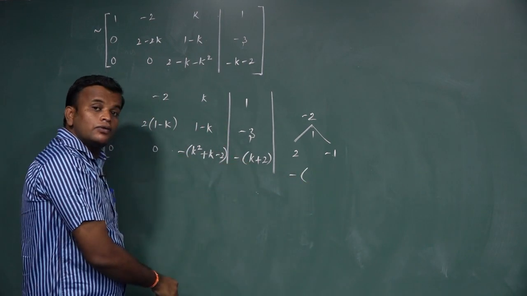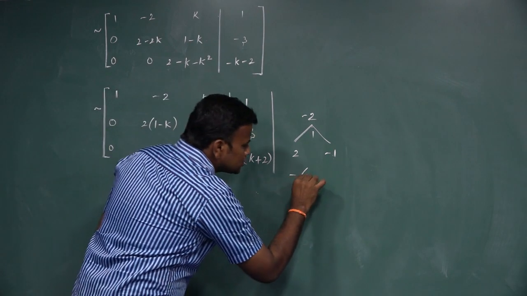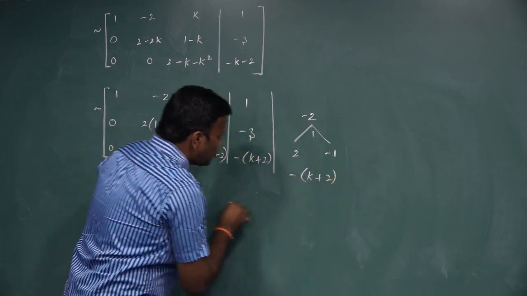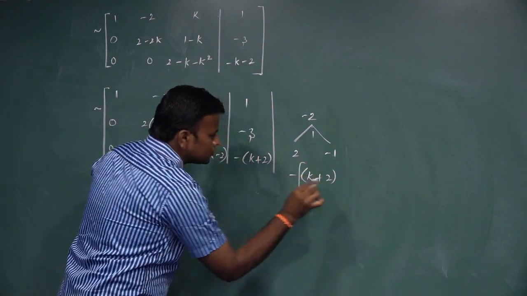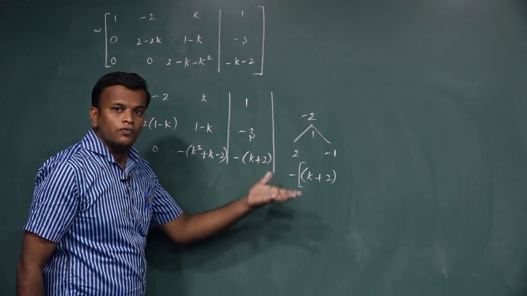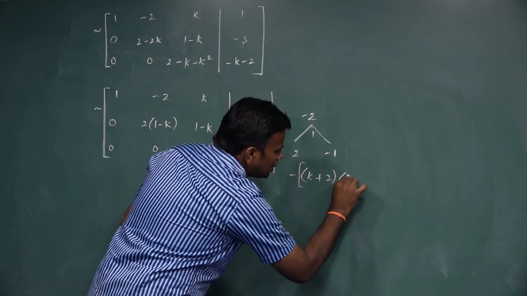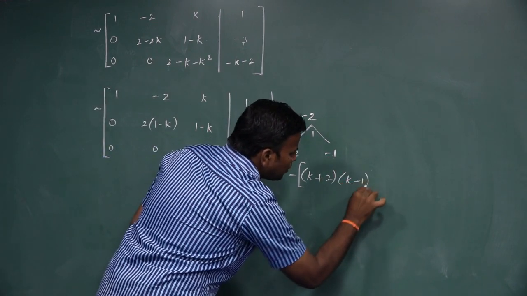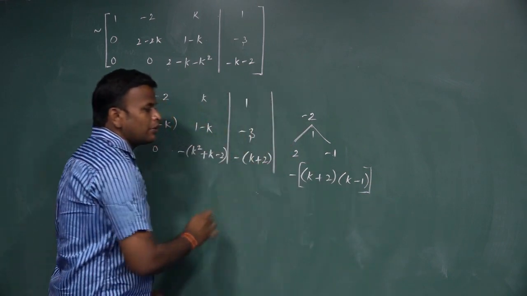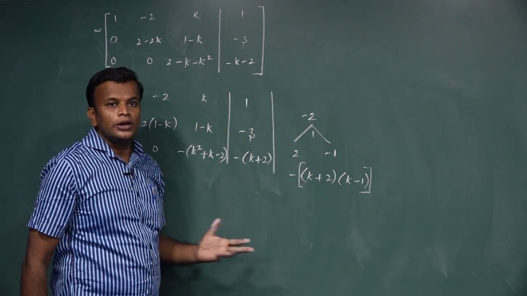How to write that factor? The quadratic polynomial starts from k, so we write k plus 2. Outside this, the minus is there. Inside I write the quadratic polynomial in factor form: k plus 2, and another factor is k minus 1. So outside, minus. When we multiply this, we get this quadratic polynomial.